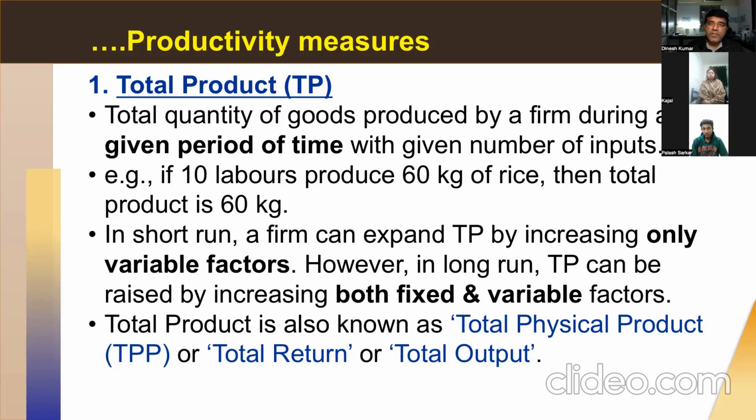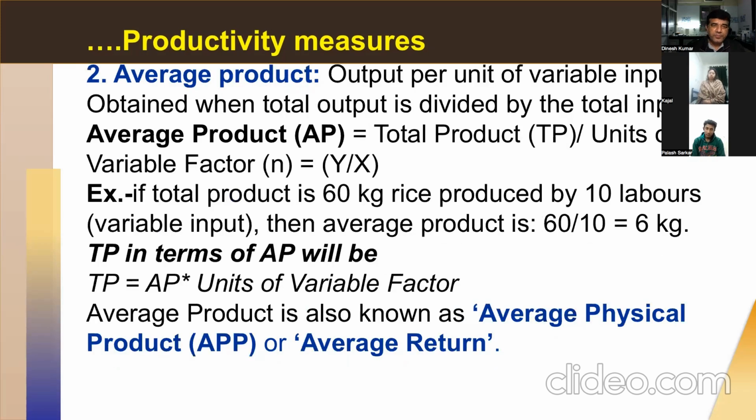Total product is also known as total physical product. In economics, where we study input-output relationship, we always keep it in physical terms, in measure terms, not in economic terms. Total physical product or total return is in terms of physical product. Yield per hectare means mustard seed kg per hectare. This is not money, this is in physical terms. So total return or total output is always in physical terms, not in monetary terms. Therefore, many times you will find TPP instead of total product.